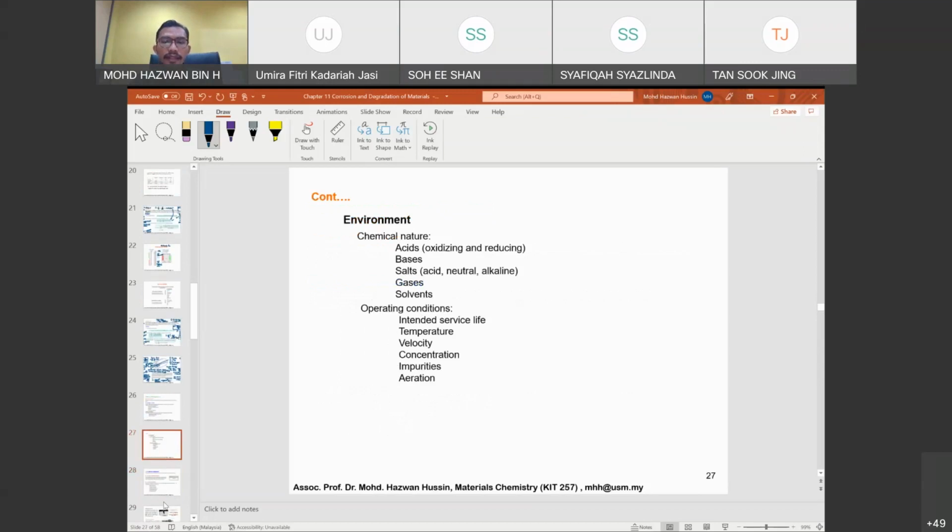And other than that, other factors could be coming from the environment. For example, the chemical nature: you have acid, base, salts, gases, or solvent in your environment. So all these can contribute to anything affecting the corrosion process. And finally, the operating condition, which is related to the temperature, velocity, concentration, impurities, and also aeration.